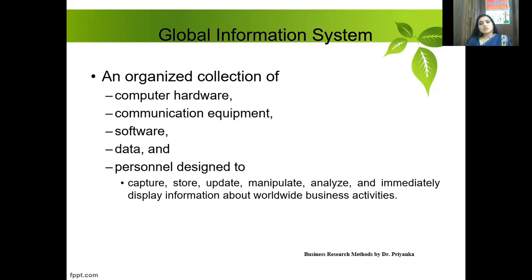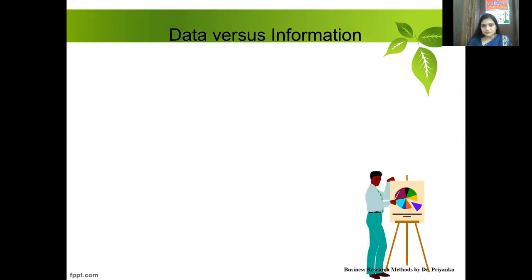What global information system actually is? It is an organized collection of computer hardware, communication equipment, software, data, and personnel designed to capture, store, update, manipulate, analyze, and immediately display information about worldwide business activities. Today, we have every information about everything available just because of this global information system. We'll be studying everything related to information in detail.